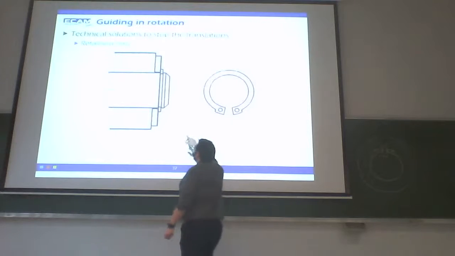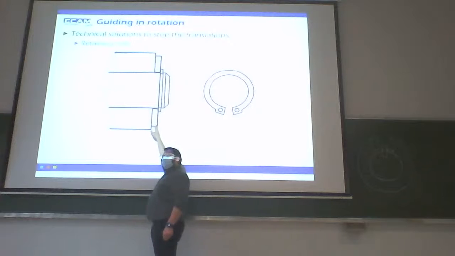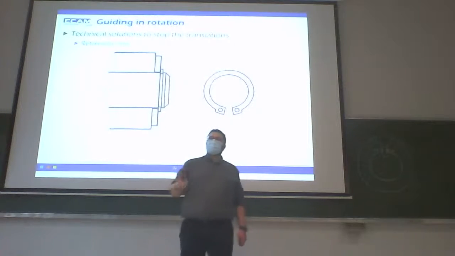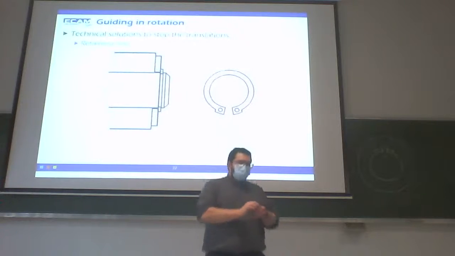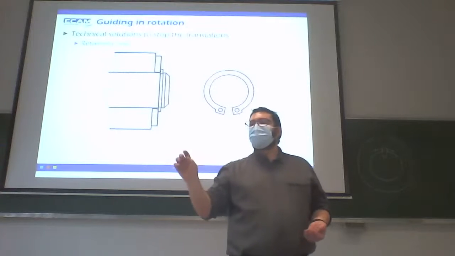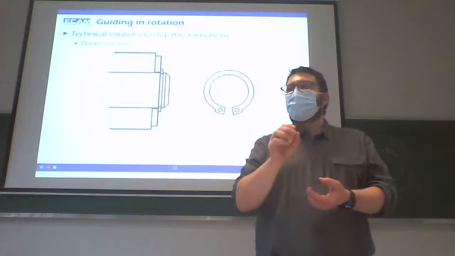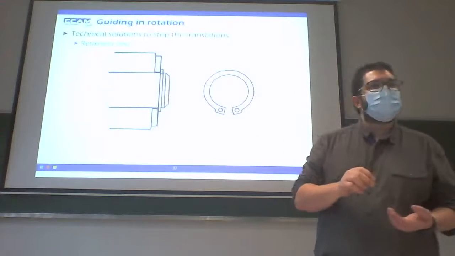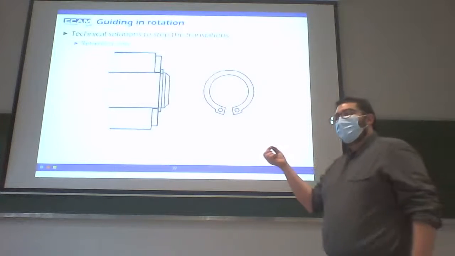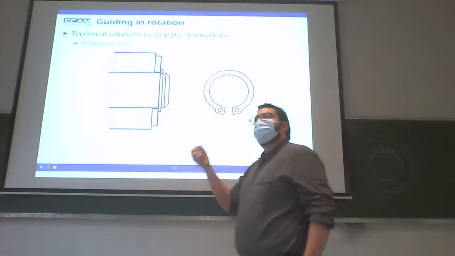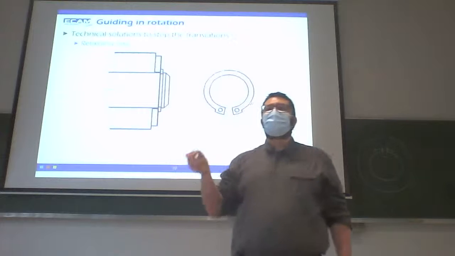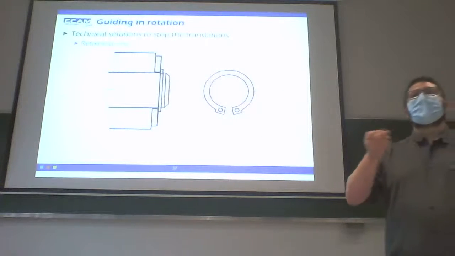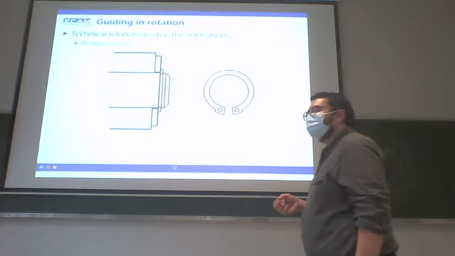Here is an example of an external retaining ring. It's put at the external side of the shaft. An internal retaining ring, we'll put it inside a groove of the bore. An internal retaining ring is a solution to stop the translation of the nut inside of the piston of your robot gripper in the technical workshop.